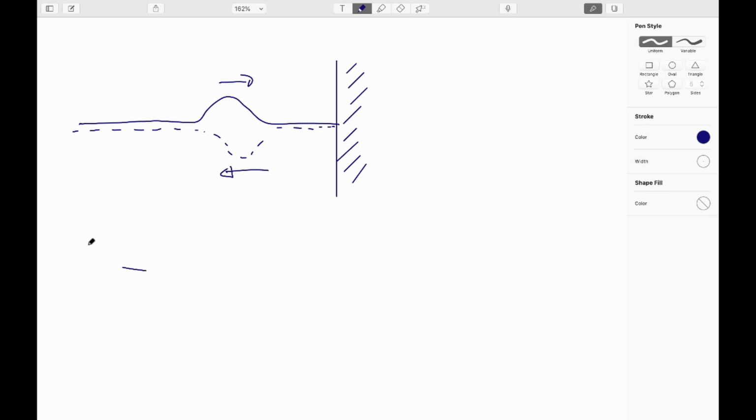Then, just for comparison's sake, if you had a string that was attached to a ring that was free to slide up and down a rod or something like that, then when the pulse comes in, it reflects back out right side up.